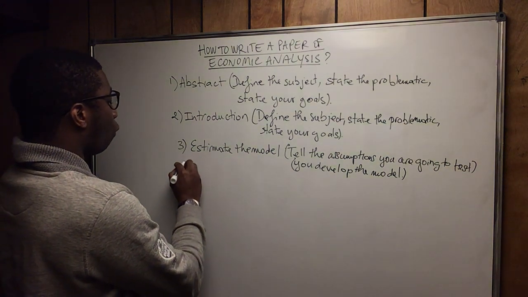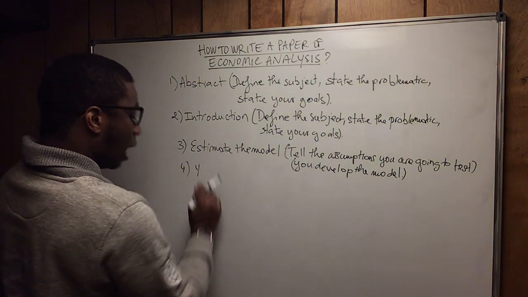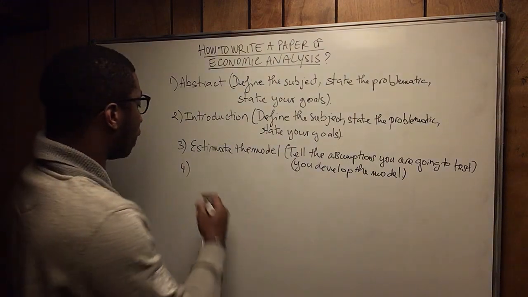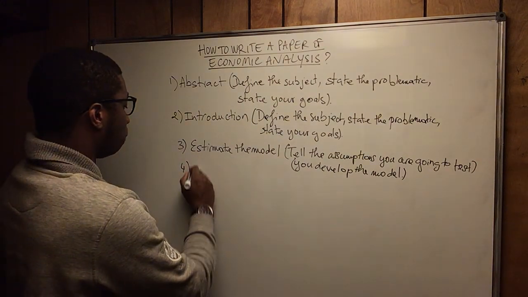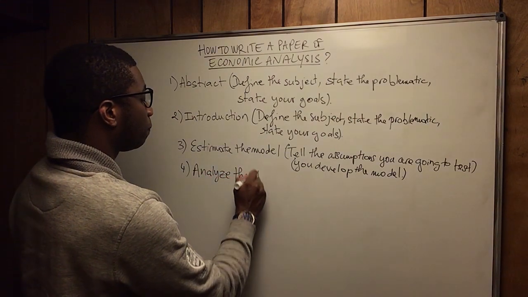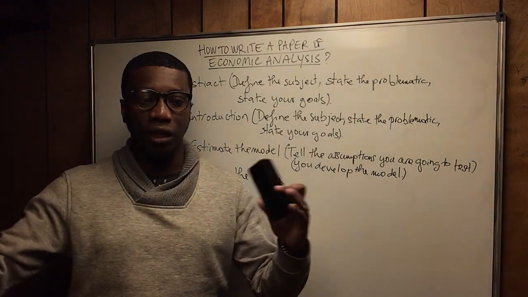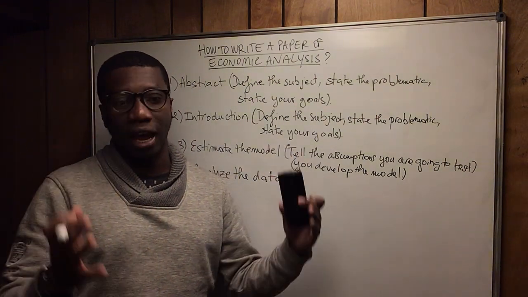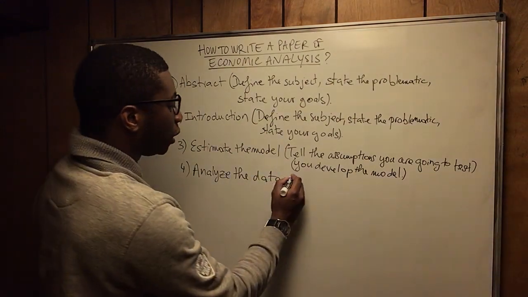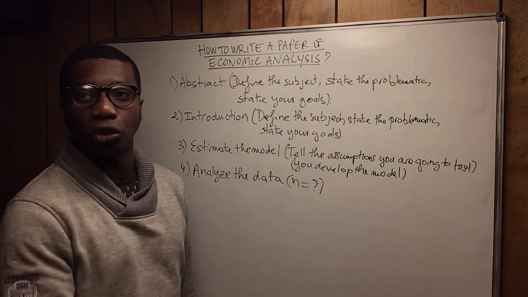Then number 4, you analyze the data. Basically, you say what the data is about, where you got the data. If you've got many sources, that's what you're talking about. For instance, what is n equals what? What is the number of observations your data has? And then the sources of your data.